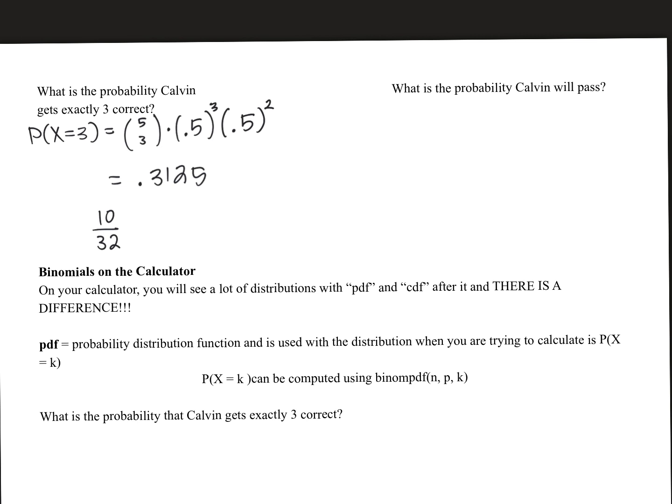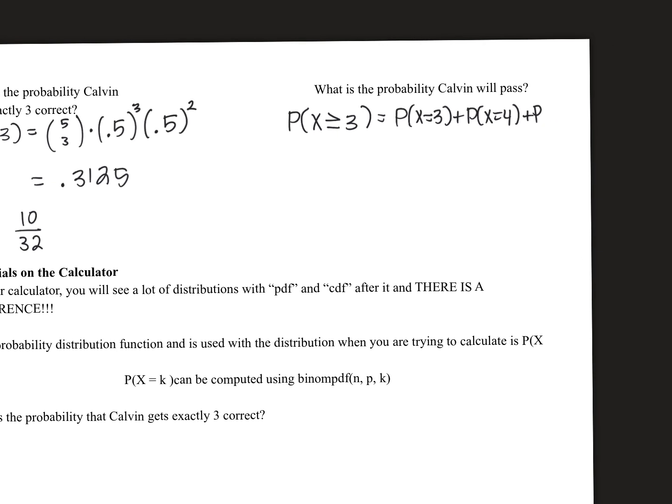What's the probability Calvin will pass? So that's the probability x is greater than or equal to 3. So there is a shorter way to do this. Typically we would do the probability x equals 3 plus the probability x equals 4 plus the probability x equals 5. But with binomial distributions, this can be very time consuming. So what we're going to use is the summation button on the calculator. We call it sigma. So you go to math, and then you go to 0.